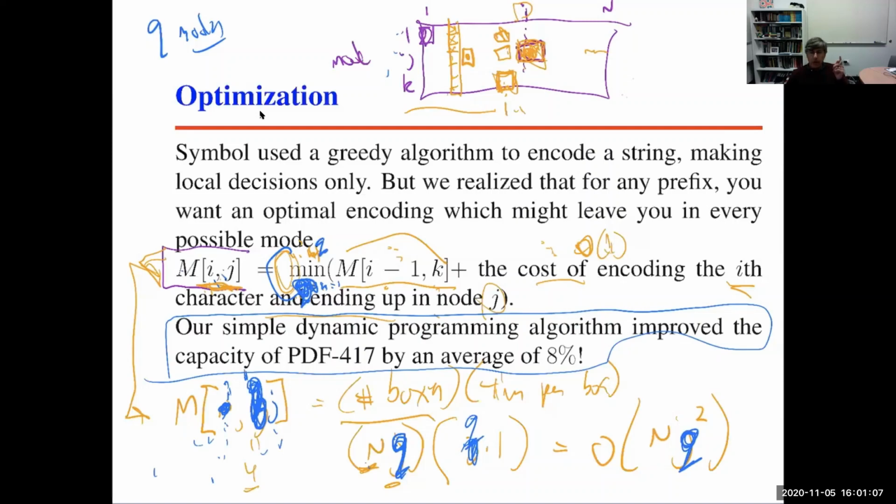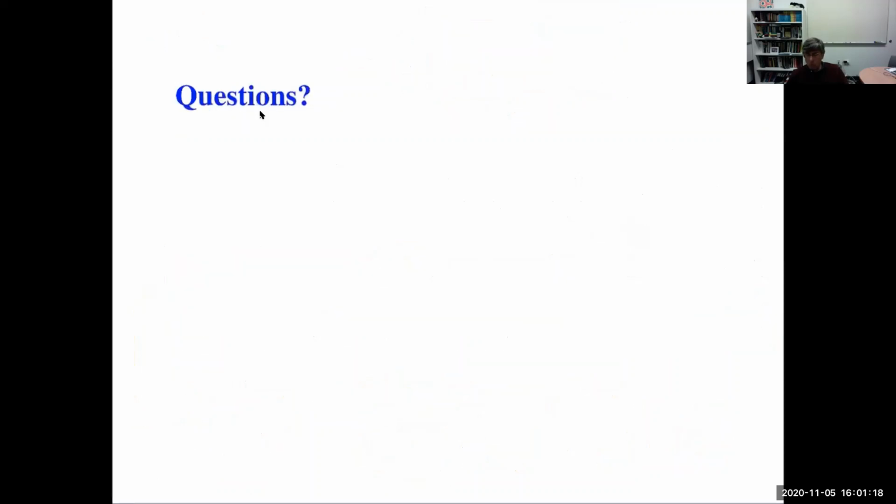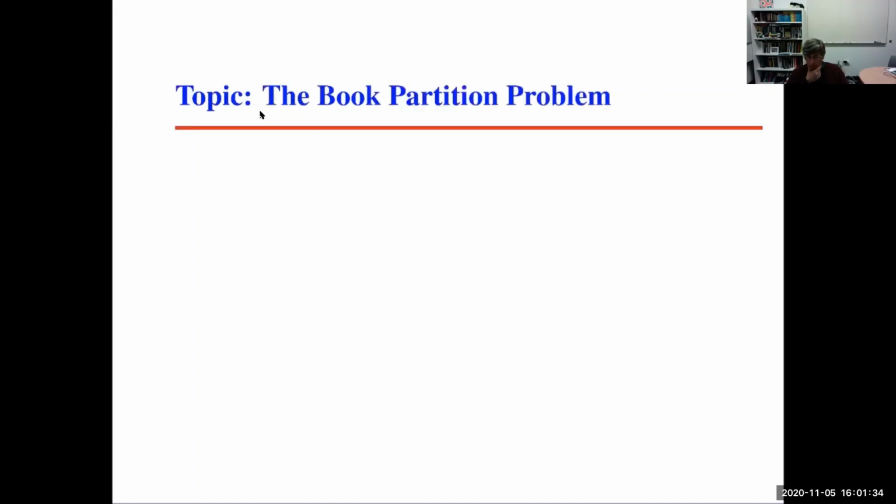Any questions about any of these dynamic programming things? Okay. Let me decide how I want to do this now. There's another example which is kind of complicated. I don't want to do that now. Let me try a simpler dynamic program.